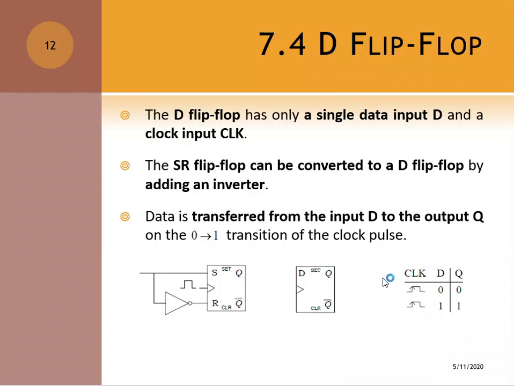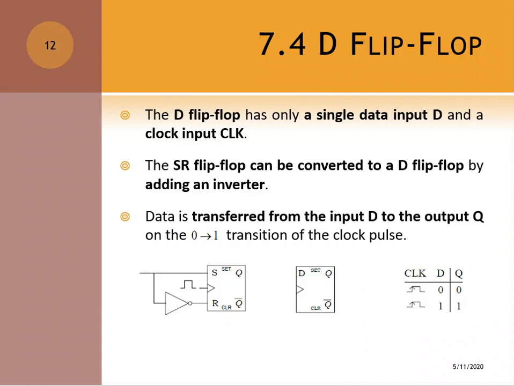This is the table for the D flip-flop. We have a clock, one input, and one output. If the input D is 0, Q will be 0. If the input D is 1, Q will be 1, with the condition that the clock is activated for both situations.